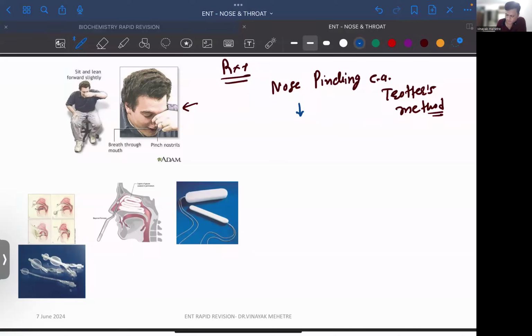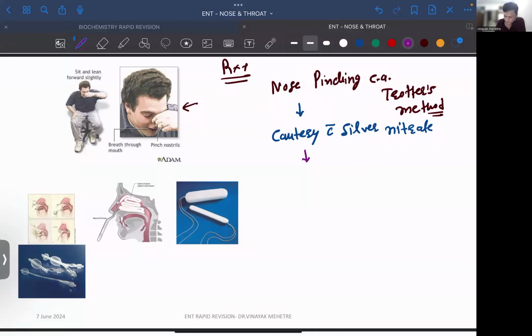No one? We will do cautery with silver nitrate. Okay, cautery with silver nitrate. Okay, still bleeding is not stopping. What is the next line?